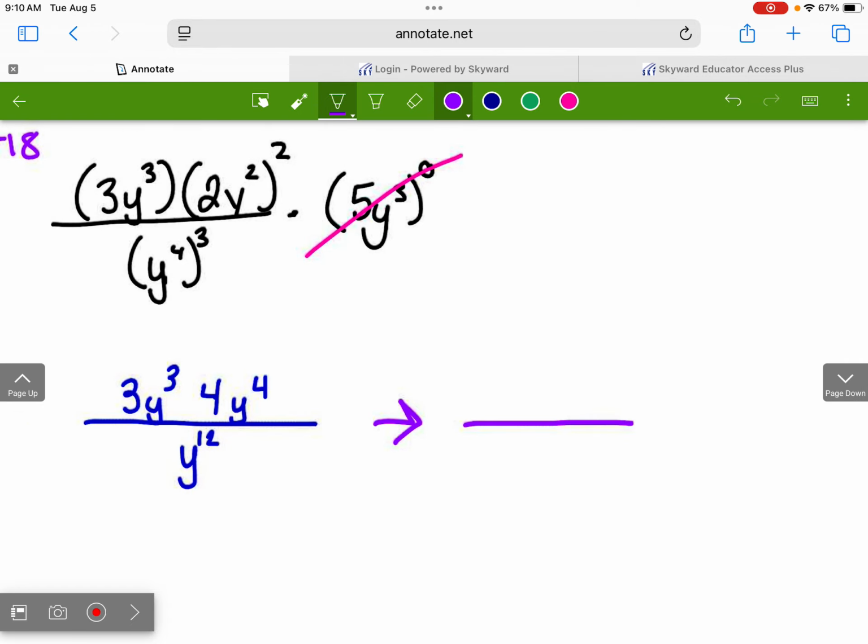So now we can combine things together. Once we have all of the exponents dealt with on the outside of those parentheses, now we can start combining things together. So what number are we going to have in our numerator now? 12, because we have our 3 times our 4, so we're going to have 12. How many y's are in our numerator altogether? 7, because we have y to the 3rd and y to the 4th. So we have y to the 7th on the top over y to the 12th.